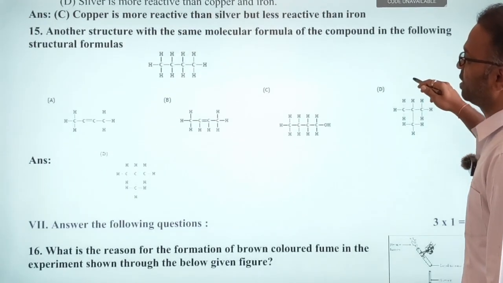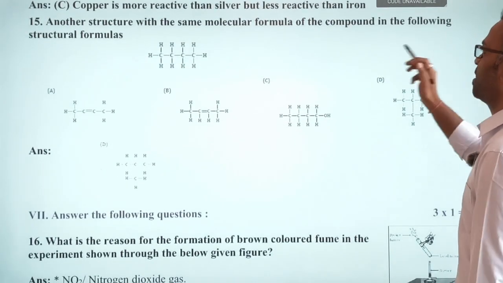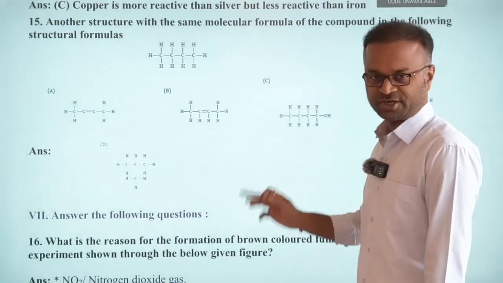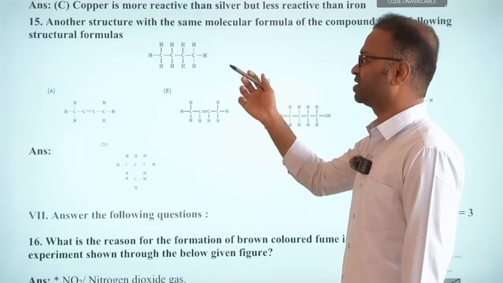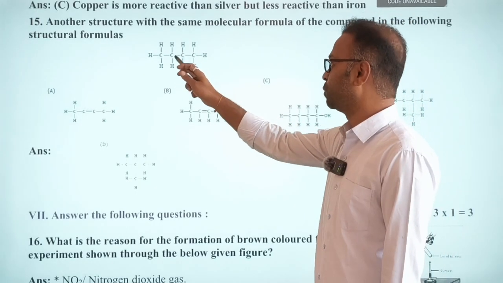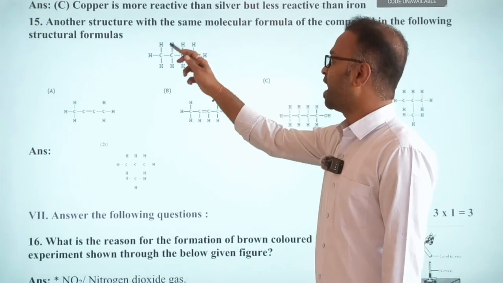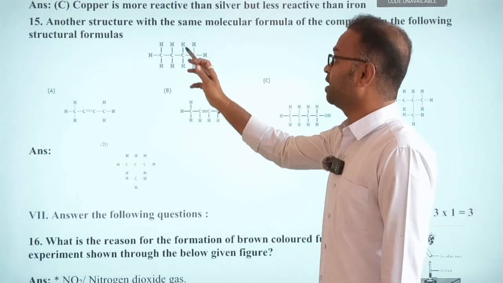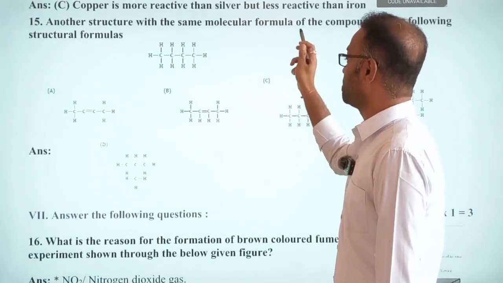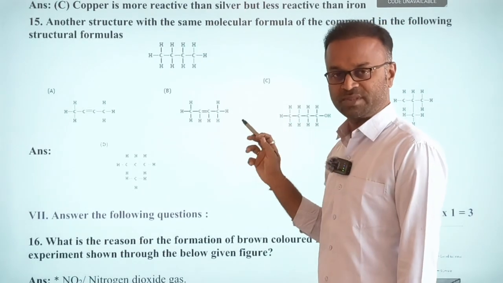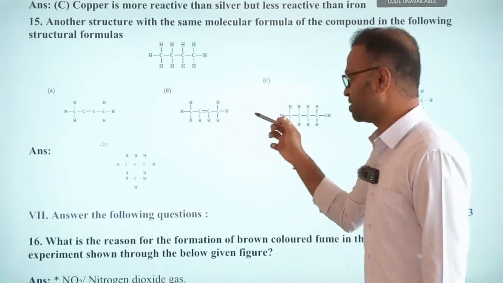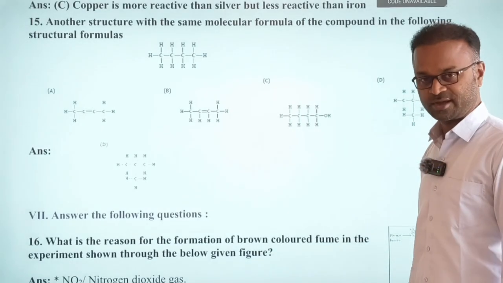Next, another structure with the same molecular formula as the compound in the given structural formula. They have already given one structure. It has 4 carbons, 1, 2, 3, 4, and 10 hydrogen atoms. That is butane. They are asking for another structure with the same molecular formula, so 4 carbons and 10 hydrogen atoms have to be there. 4 options are given, and you just see which is the correct one.